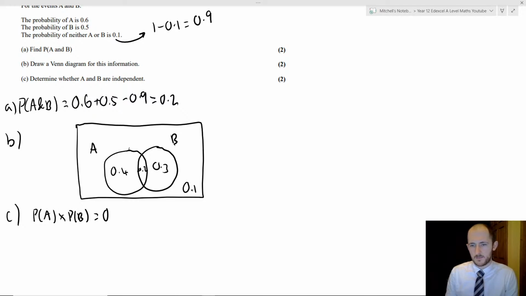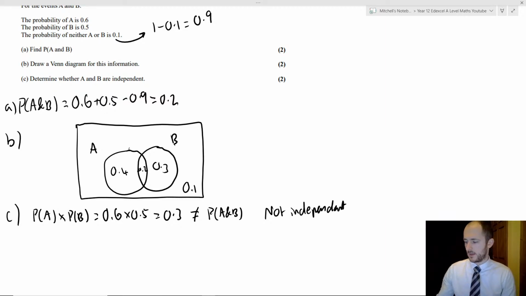which is 0.6 times 0.5, which is 0.3. Now 0.3 does not equal the probability of A and B, which is 0.2. Therefore, they are not independent. So in some way or another, they do depend on each other. So if one event happens, it affects the probability of the other event happening. Okay, so again, if it's raining outside, it will affect the probability that I'll bring an umbrella or a coat with me.